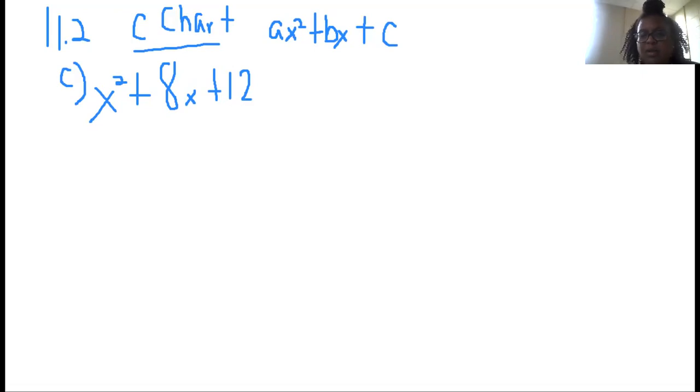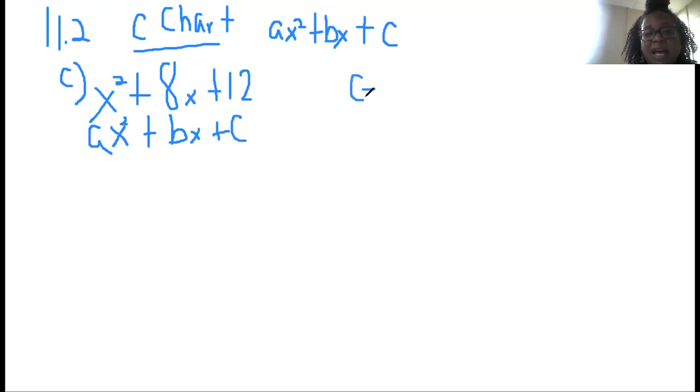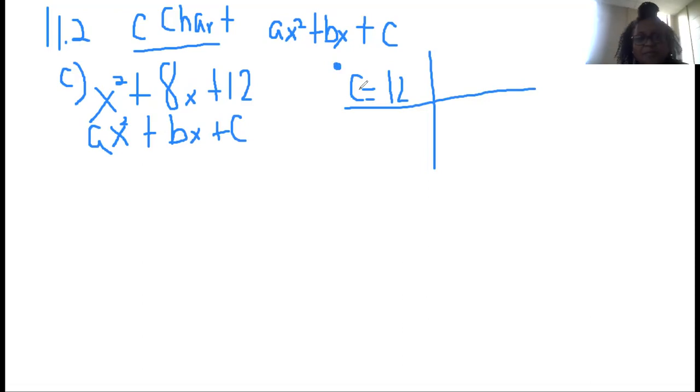Let's look at x squared plus 8x plus 12 as our C model. What we can demonstrate is that we can see from the model ax squared plus bx plus c is highlighted here as shown. To begin the process, I can begin my C chart by identifying that my C is equal to 12. With the C chart, my main concern is to determine what two numbers, when I multiply, will give me 12.